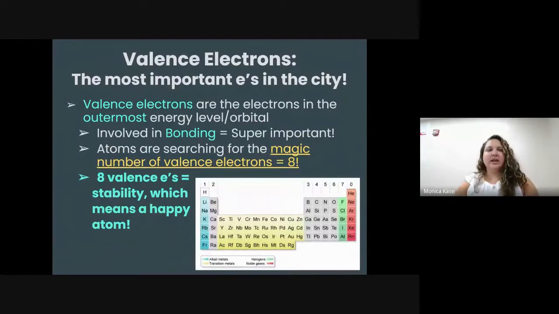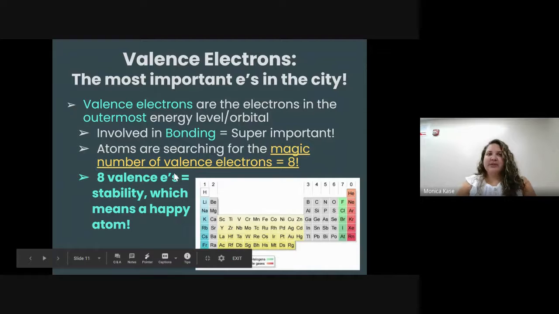All right, valence electrons. This is super important, so please make sure that you are highlighting this key vocabulary word. Valence electrons are electrons in the outermost energy level or orbital. That's what is involved in bonding, and that's why it is so important. Atoms are searching for a magic number of 8 valence electrons. They want to have 8 on their outermost shell. 8 valence electrons means that they have stability, which means that they then become a happy atom.